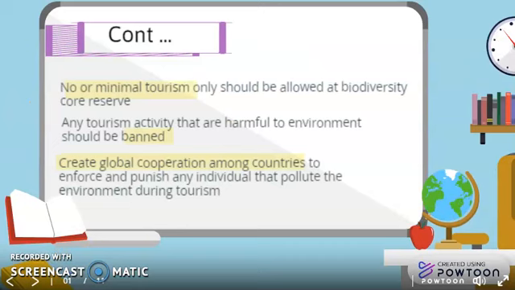Continue. No or minimal tourism should be allowed at biodiversity core reserve. Any tourism activity that is harmful to the environment should be banned. And lastly, create global cooperation among countries to enforce and punish any individual that pollutes the environment during tourism.